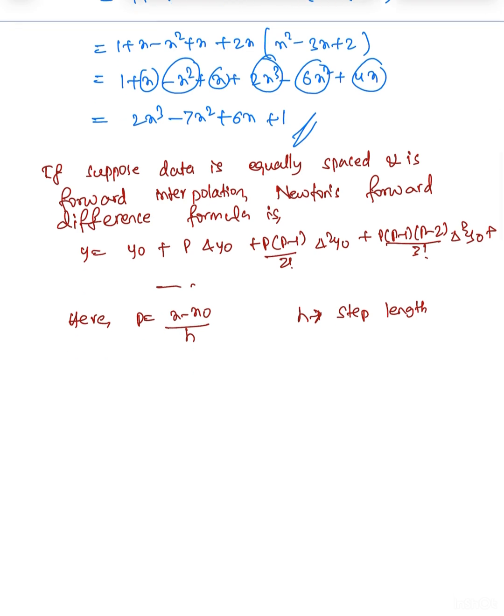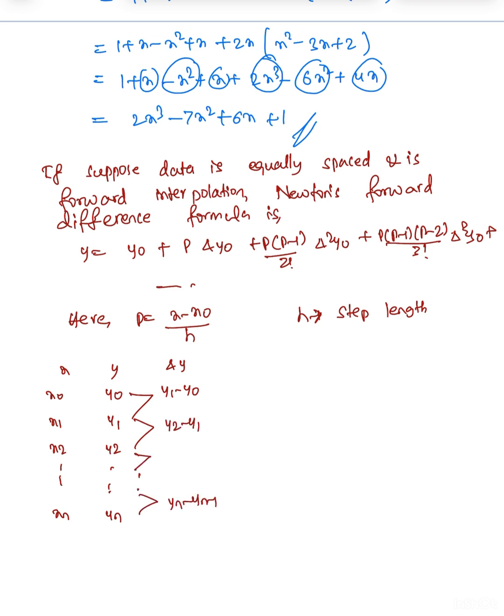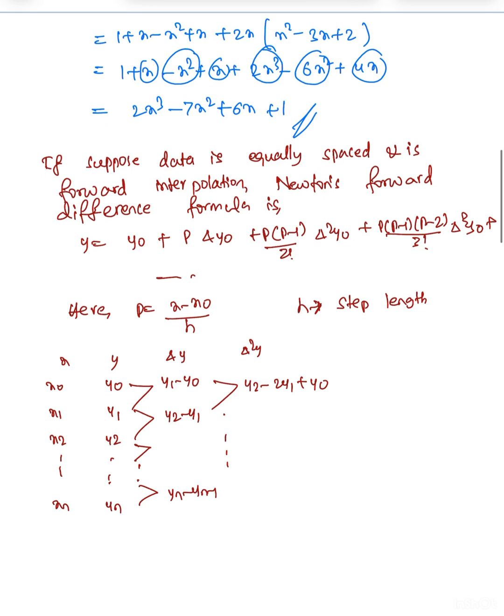For the difference table, we have x naught, x1, x2, and so on up to xn, and y naught, y1, y2, and so on up to yn. Here the first difference is delta of y: y1 minus y naught, y2 minus y1, and likewise up to yn minus yn minus 1. For the second difference, delta square of y is y2 minus 2y1 plus y naught. Likewise we follow the second difference and third difference, and so on up to n differences. So this is Newton's forward difference formula.